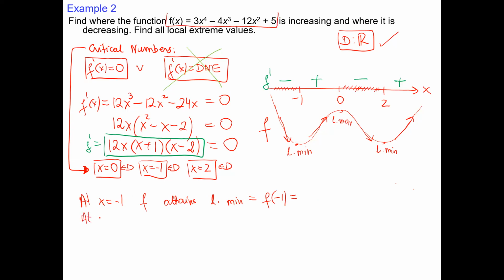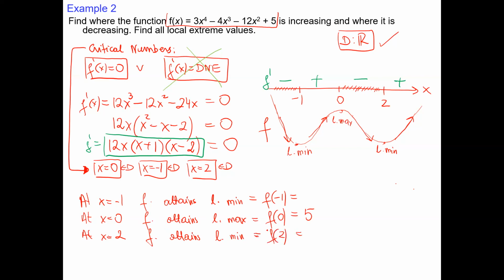Okay, and then at 0, the function attains a local maximum, and the local maximum will be the value of the function. 0 is easy because I can substitute. The value at 0 is 5. And then at 2, the function attains a local minimum again. The value at 2 will be, I didn't use, I think I have it on my next slide.